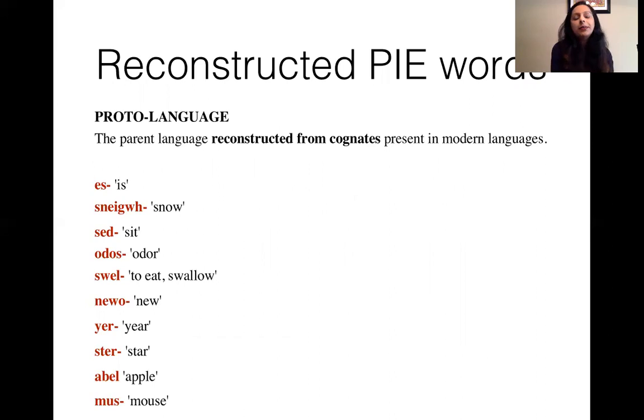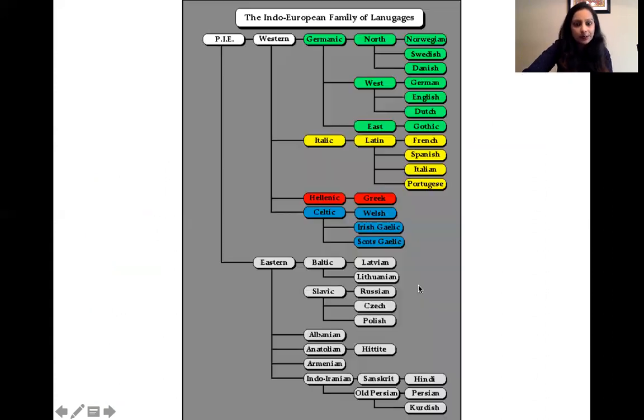So here are some reconstructed words from cognates. Cognates are words that are similar across languages. So these are the languages that have been reconstructed, Proto-Indo-European words. I'm not going to walk you through each of them, but you can pause the video and look at each of these words. These are the Proto-Indo-European words for apple, mouse, star, to eat, etc.